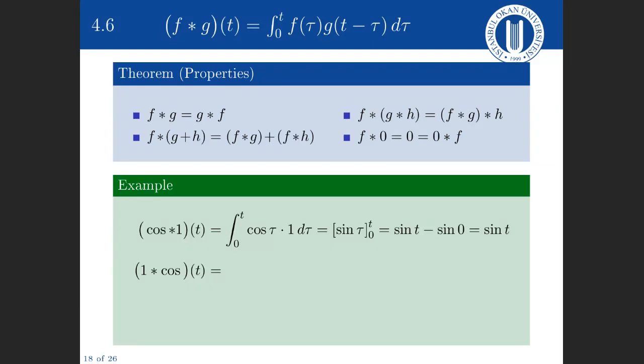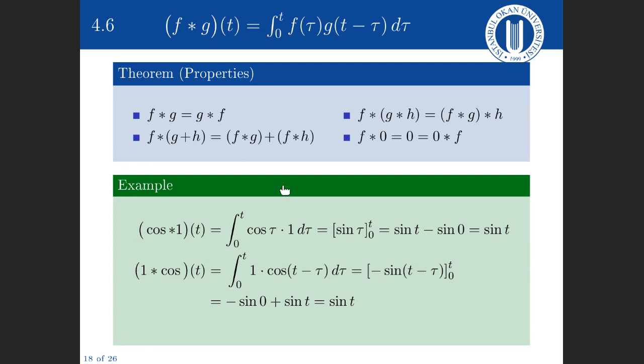For example, let's suppose I wanted to do cos convoluted with one. Then using the formula at the top, that's the integral from zero to t, cos tau multiplied by one d tau. And of course, that is equal to sine t. Next, I want to calculate one convoluted with cos. And if the theorem is correct, this should be the same as cos convoluted with one. That's the integral from 0 to t, 1 multiplied by cos of t minus tau d tau. And when we calculate this integral, yes, again, we get sine t.